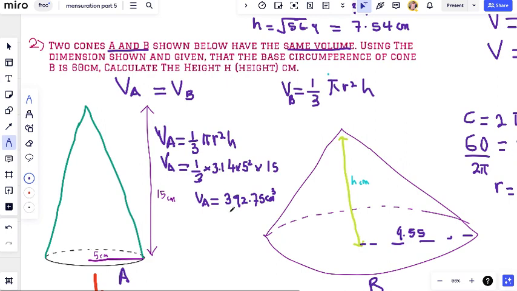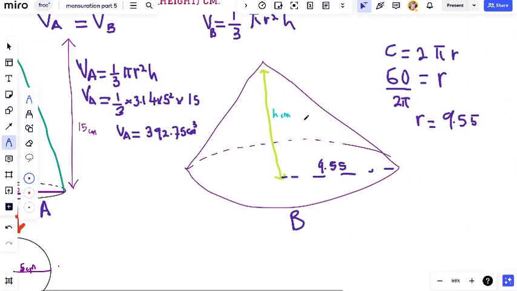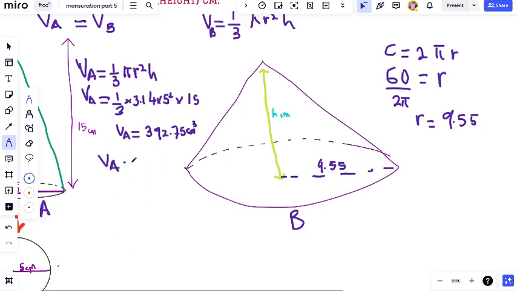So I will take this value I have got for cone A as also the volume of cone B, because the question says they have the same volume. Since they have the same volume, I'll take the volume of cone A I just calculated, because cone A has all the parameters to be able to calculate the volume, and use it as the volume of cone B. So we say VA equals VB, because they have the same volume.